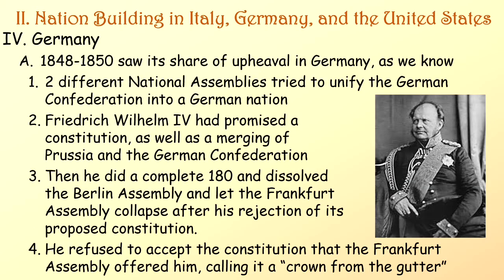Germany. 1848 to 1850 saw its share of upheaval in Germany, as we know. Two different national assemblies tried to unify the German Confederation into a German nation. Friedrich Wilhelm IV had promised a constitution as well as a merging of Prussia and the German Confederation. But then he did a complete 180 and dissolved the Berlin Assembly and let the Frankfurt Assembly collapse after his rejection of its proposed constitution. He refused to accept the constitution that the Frankfurt Assembly offered him, calling it a crown from the gutter.